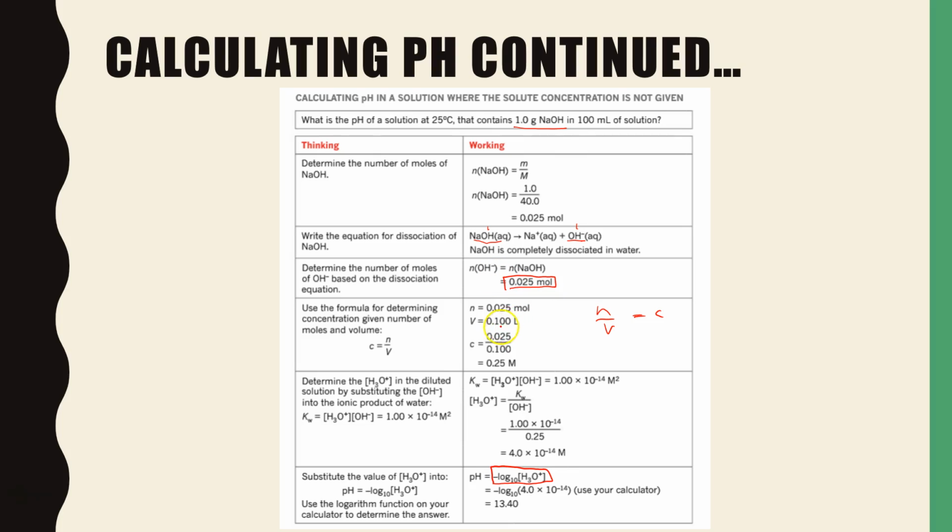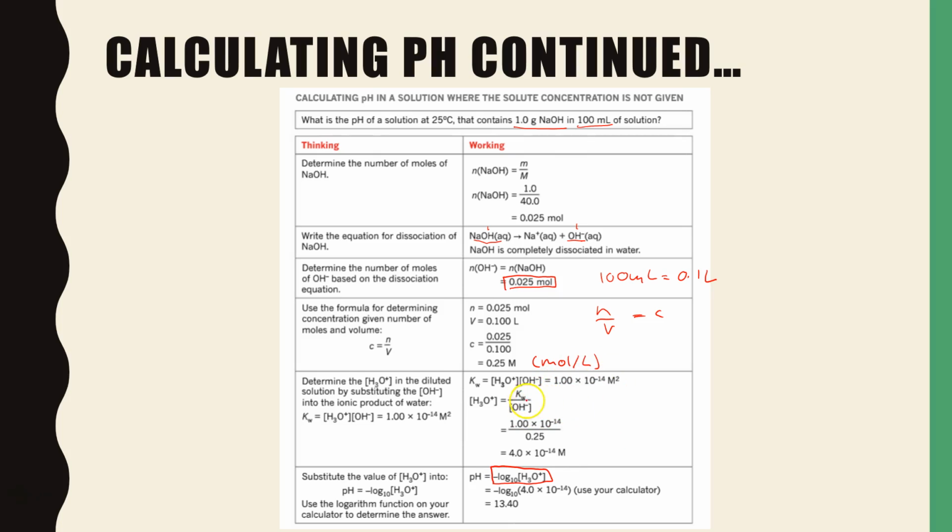Now we're going to use the volume that we're given, which is 100 mL, and we've converted the volume, 100 mL, to 0.1 litres. We've converted that into litres, and we've now divided 0.025 mole by 0.1 litres, which is equal to 0.25 molar, or 0.25 moles per litre. That's the concentration of hydroxide ions.